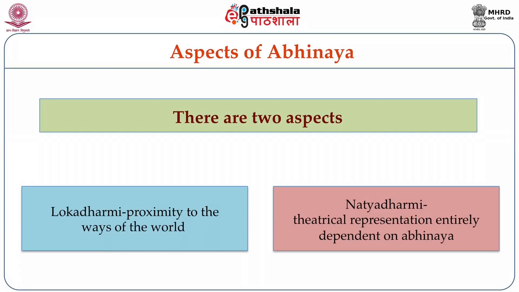There are two aspects in Abhinaya. One is Lokadharmi, the other is Natyadharmi. Lokadharmi is proximity to the ways of the world. However a person reacts in the world in pain or pleasure, acting in the same way on the stage is Lokadharmi. Natyadharmi is theoretical representation entirely dependent on Abhinaya, according to the stage, the time, the performance and all; enacting on the stage in this way is called Natyadharmi.